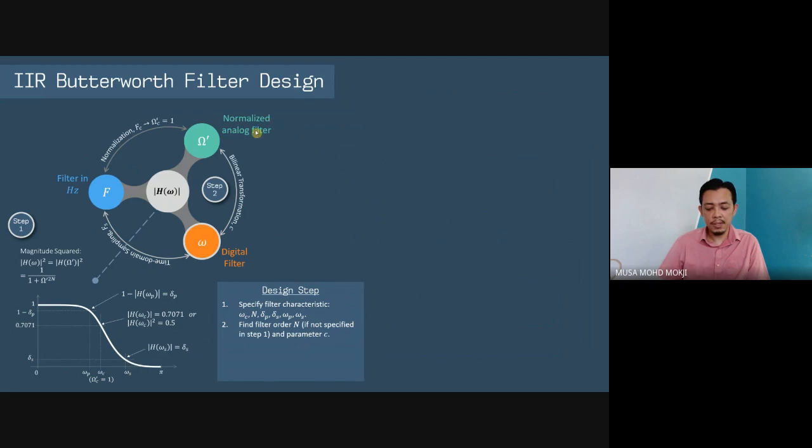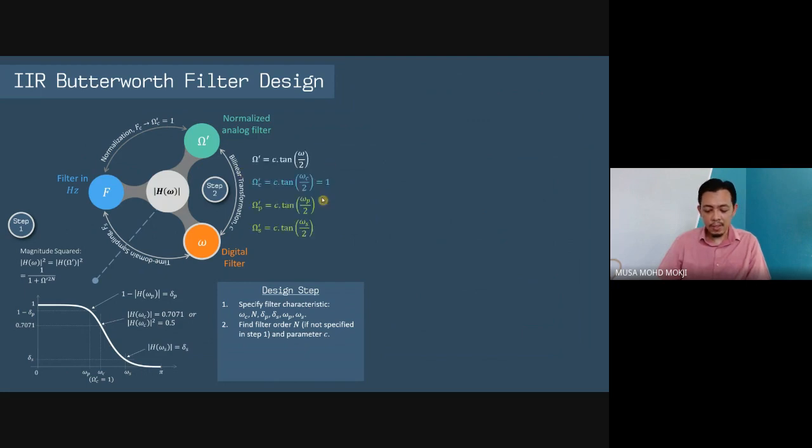This is a normalized analog filter, which is the capital omega prime. Okay, if it is just a capital omega, maybe that one is just an analog filter. So when we put this prime there, we are actually referring to a normalized analog filter. And this normalized analog filter has the capital omega c equal to 1. So we'll see why we need that.